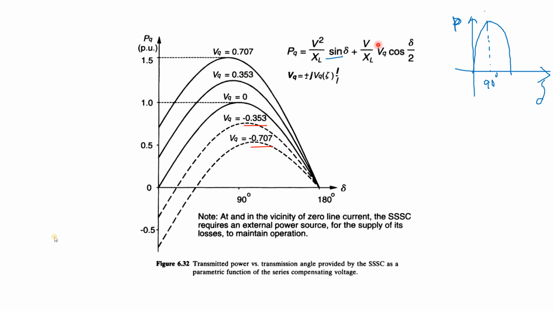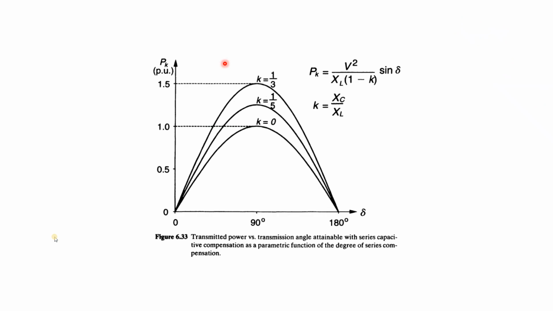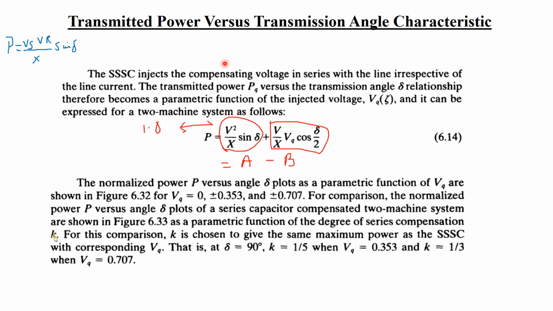Now when VQ is positive 0.353, we can see this equation also. It is 0.353, so it will be more than 1 per unit. And if it is 0.707, it will reach the value of 1.5 per unit.